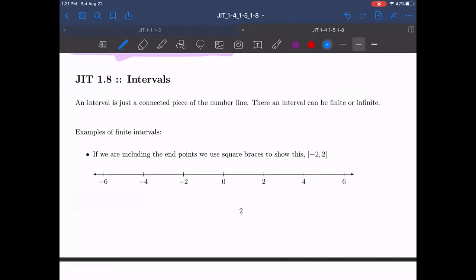Our last section for this video is a little bit of a different topic. Okay, so we're looking at intervals. An interval is just some connected piece of a number line. It can be finite or it can be infinite.